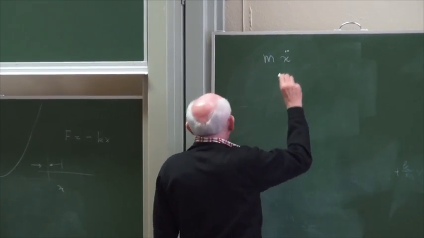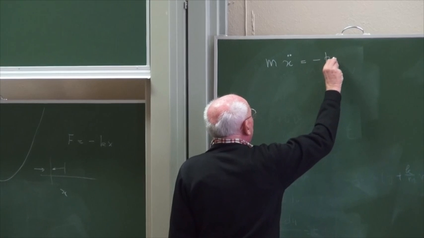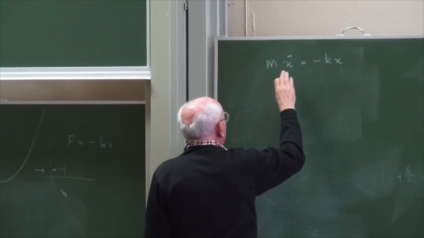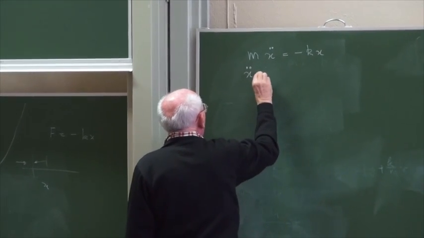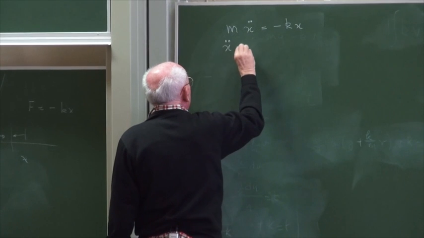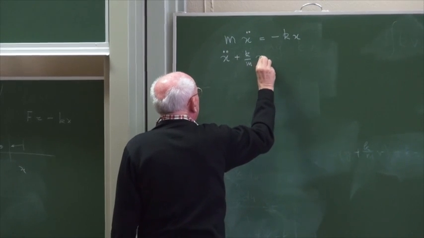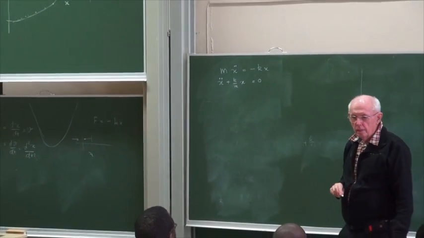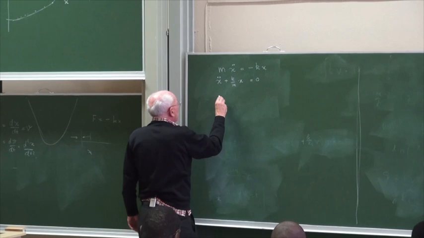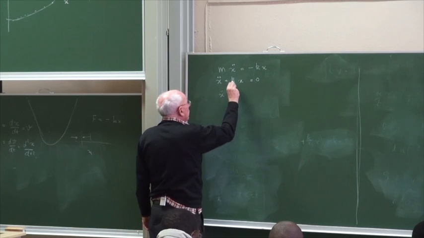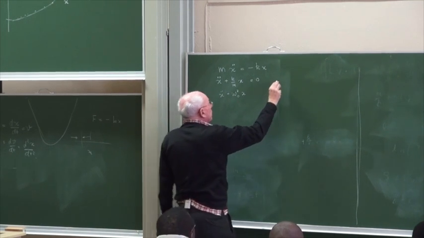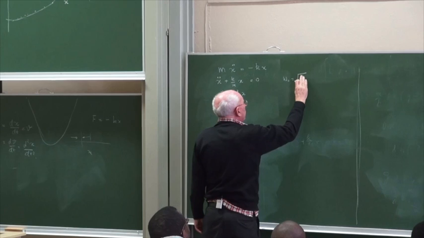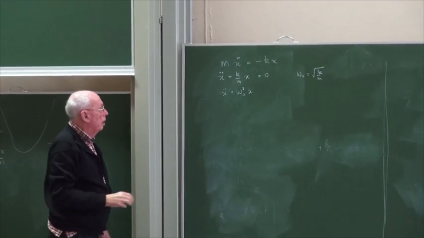And that is equal to minus kx. So I can bring this over here and divide by m, and I get x double dot plus k over m x is equal to zero. That is a very simple differential equation. We sometimes write omega zero squared for k over m, so omega zero is a frequency, the square root of k over m.